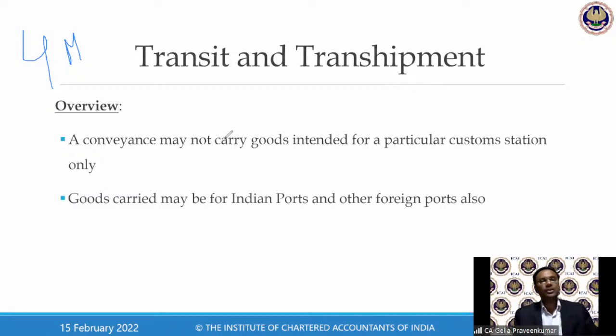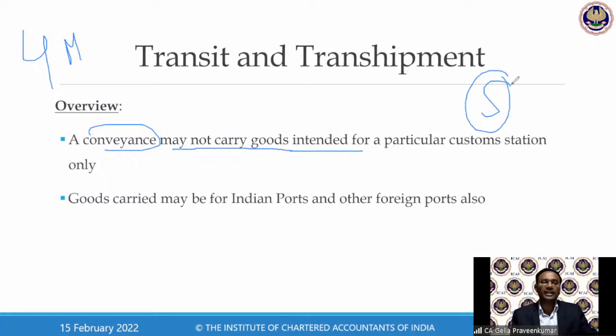It could so happen that when a ship or aircraft is visiting India, this particular conveyance may not carry goods intended for a particular customs station only. So when a ship is coming from Singapore, or say Shanghai, from Shanghai a ship has come to Mumbai. This particular ship may have goods which is meant for India, which is meant for China, which is meant for Singapore, which is meant for maybe Burma.